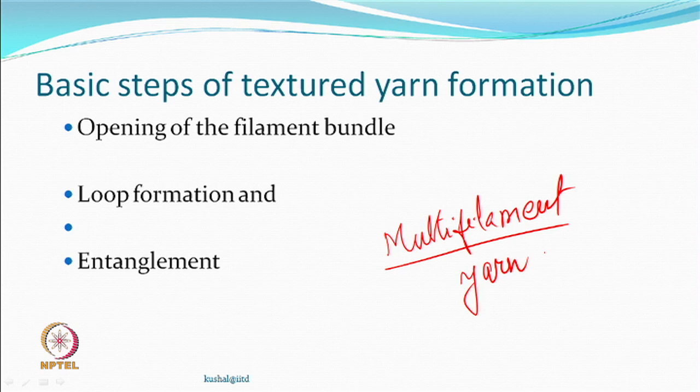So, we have a multi-filament yarn, which comes through a package. All the filaments are quite close to each other. So, the first process is to separate them. You separate the filaments, opening the bundle. This is again quite important. It is an important step. Then loop formation. You are given an overfeed, and so filaments must be bent somehow, so that some loop is formed. And after that, you need to do some entanglement, so that whatever loops have been created, they stay in their position.